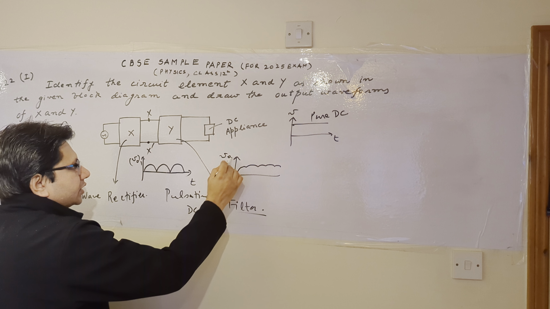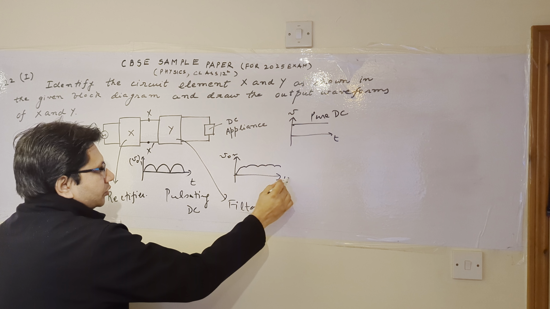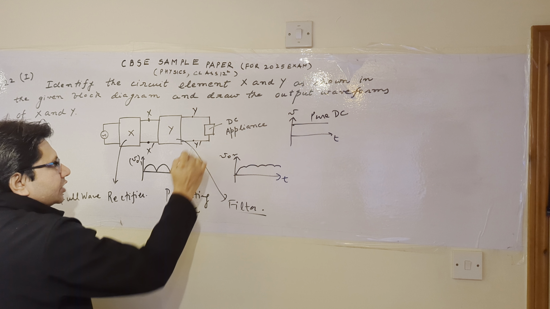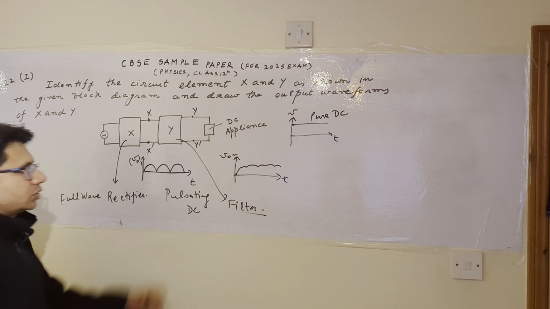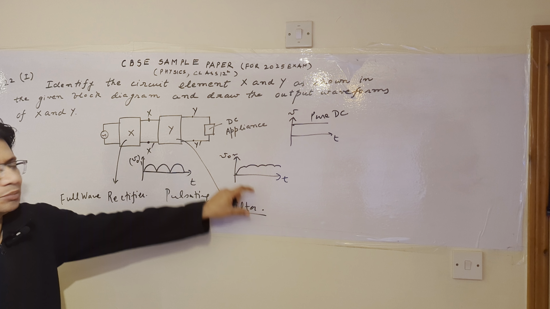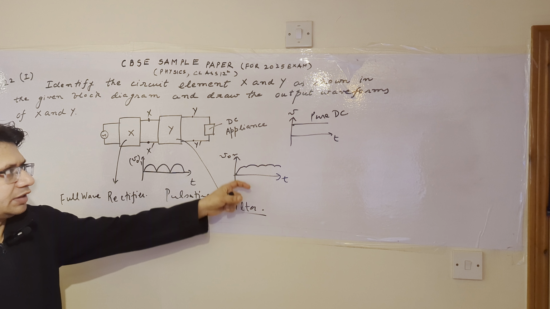So this is the output of the filter. This is the final output. Let us call it VO2. So this is VO2 versus time, which is the output of the filter. Suppose these points are Y and Y dash. So this is the waveform across the Y and Y dash terminals, that is, across the DC appliance. So this is the output of the filter.